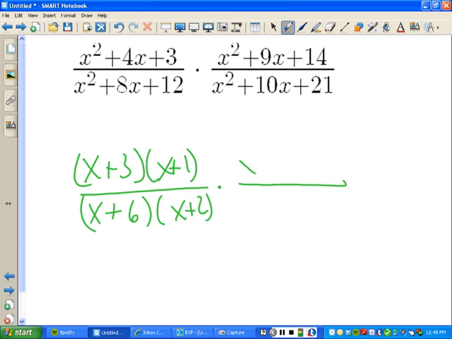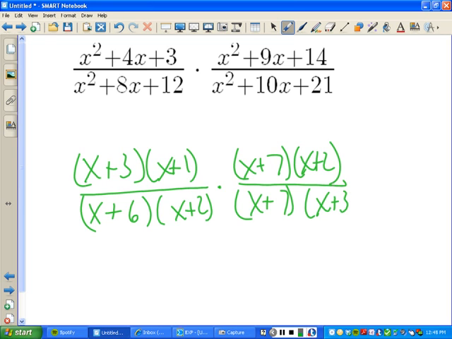Now, here, x plus 7, x plus 2. Here, it's x plus 7, x plus 3. So you have to be able to factor all of those. Now, you're going to look at me and go, well, how come you're not checking the middle term? I am. As I was writing them down, I was checking the middle term. Okay, 3x and 1x is 4x. 6x and 2x is 8x. 7x, 3x is 10x. 7x, 2x is 9x. So I was checking them. I just didn't show it.